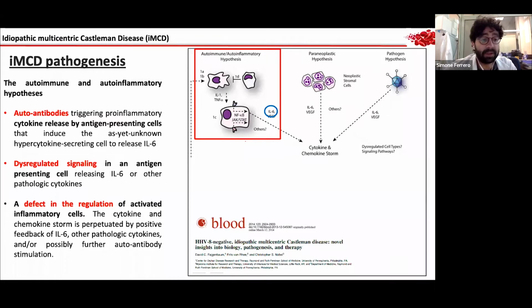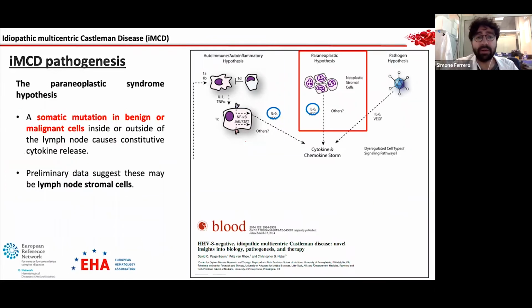Or it can be a dysregulated signaling in an APC, or finally a defect in the regulation of activated inflammatory cells. But these are only hypotheses, as no autoantibody has been recognized so far. Another hypothesis contemplates a paraneoplastic mechanism.